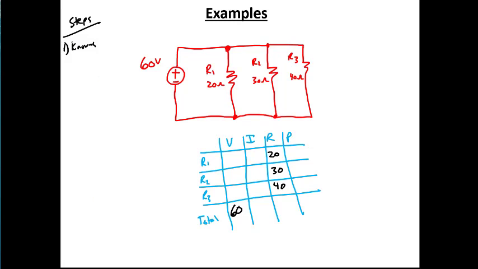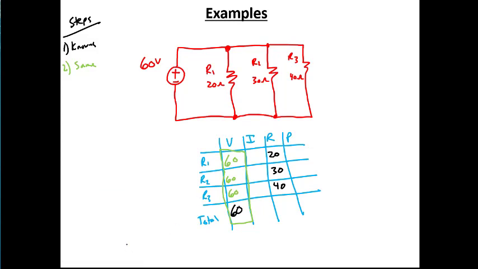Step 2, what's the same? We know that the voltage is the same because this is a parallel circuit. So that means that this would be 60, 60, 60.